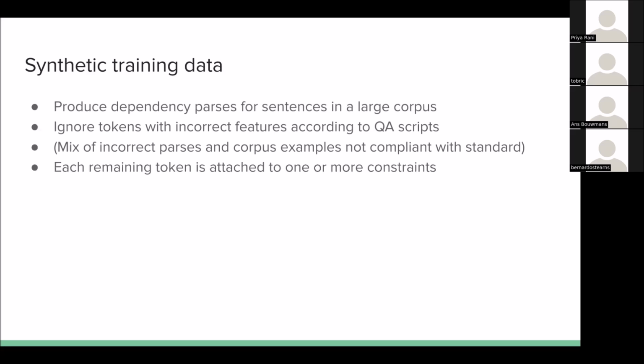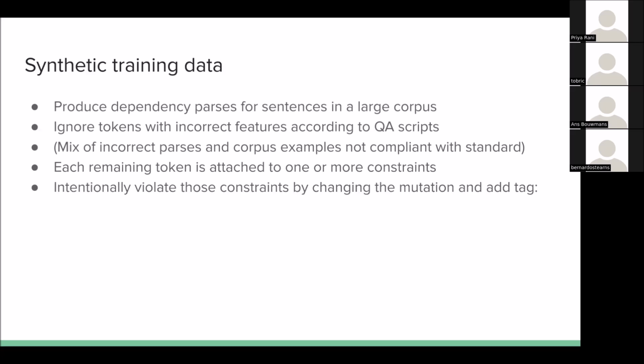So the remaining tokens are attached through these QA scripts to some constraints, right? So one or more constraints. And then the trick is to create synthetic training data by intentionally violating those constraints. So for example, this is a sentence straight from the standard, printed standard. The woman is singing, Van Akana.